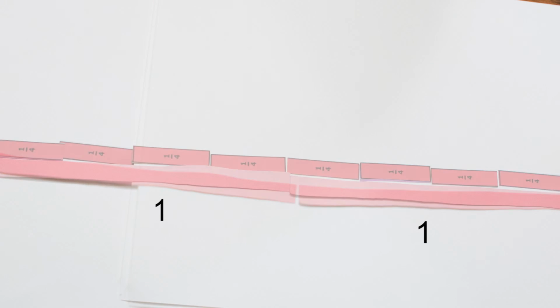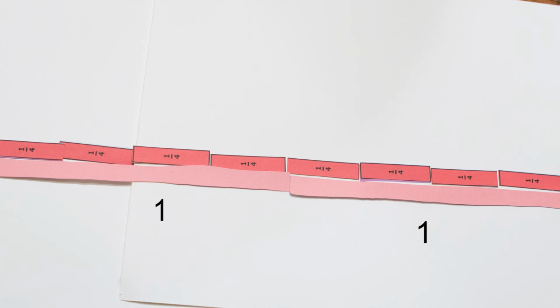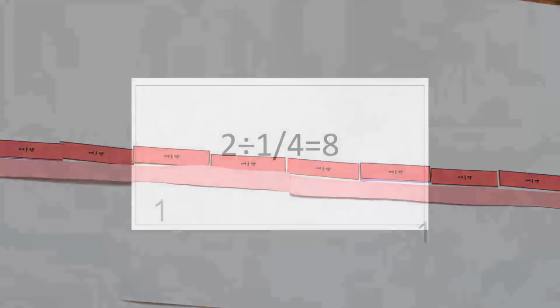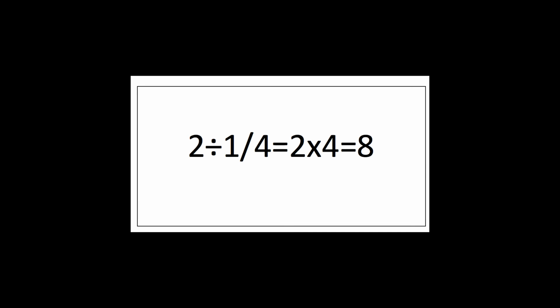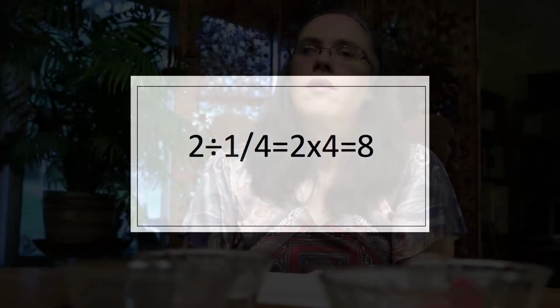Let's try one more problem. How many 1/4 tiles are there in 2 1s? 8 1/4 tiles equals 2 1s. So 2 divided by 1/4 is 8. Again, we divide fractions by flipping or taking the reciprocal of the second fraction and multiplying.